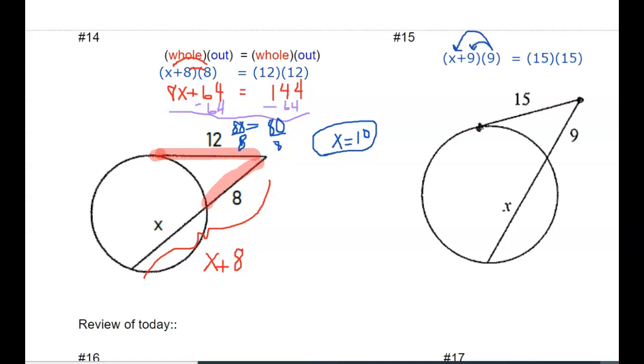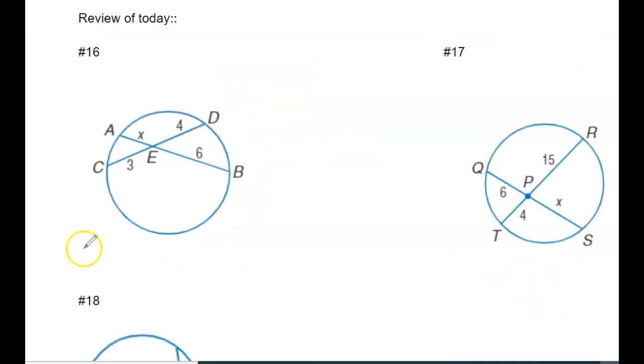Okay, there's a hint on the setup. The whole thing is x plus 9 times the piece sticking out, which is 9. The whole thing here is 15 times 15. Solve that one. Okay, you should have gotten 16 for number 15. Very good. Okay, we're going to review what we just did earlier. Let's just do number 16 and call it a day. We won't do the other ones.